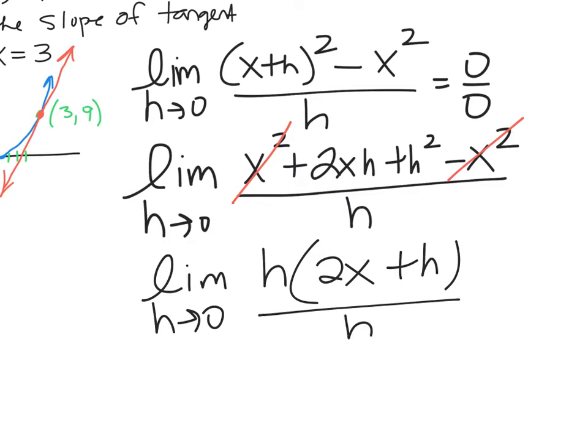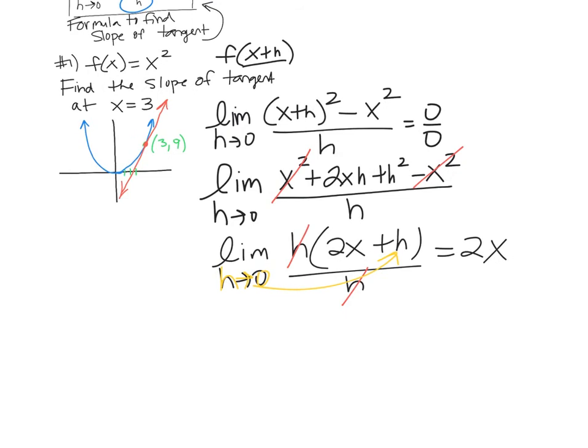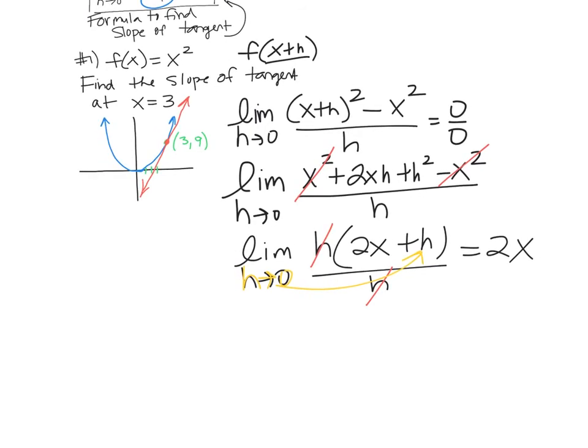Okay? H is reduced. This is all the stuff we did, the algebra stuff. H is reduced, and we just got rid of the part where we were plugging in 0 and getting 0 over 0. So now our last step is to actually take the limit as h goes to 0. You take 0 and you plug it in. And you know what you get? You get 2x. Okay, so you're like, okay, what does that give us? That gives us the formula to find the slope of the tangent at any point on x squared.